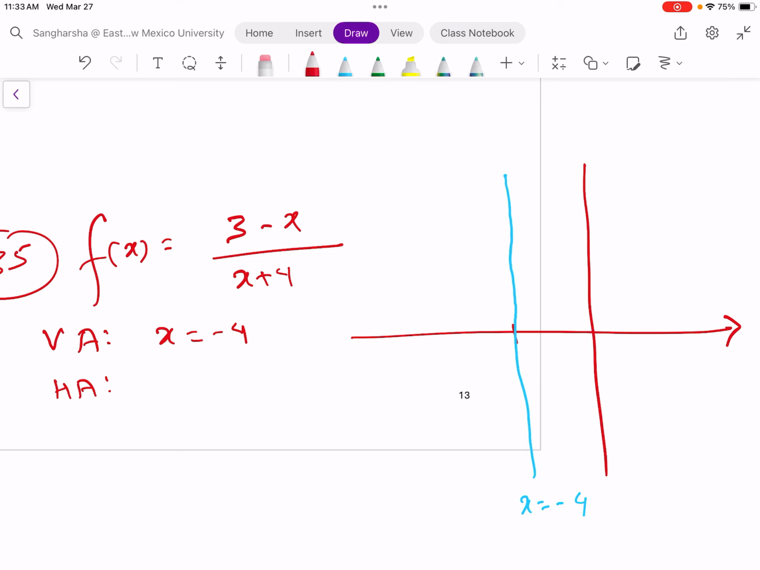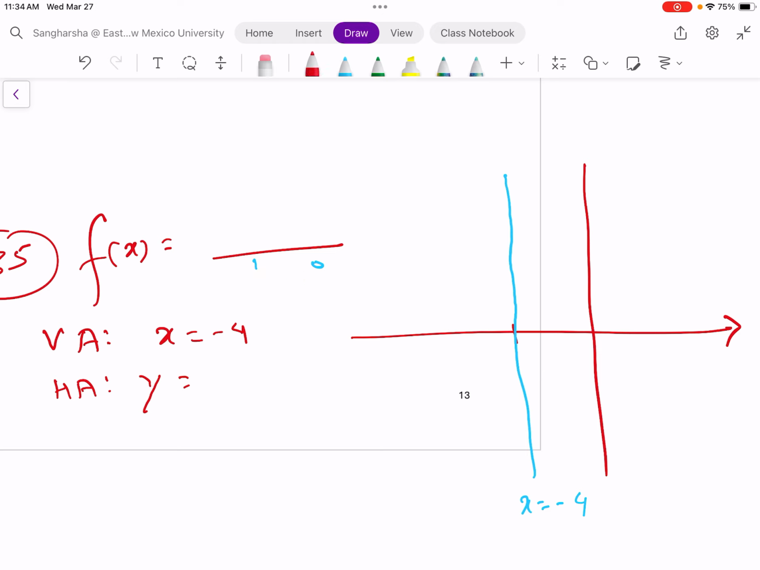Now let's find the horizontal asymptote. For the horizontal asymptote, we find the degree. What is the degree of the numerator? Let's go one by one. The degree of 3 is 0. The degree of x is 1. What is the highest degree? 1. So 1 is the degree of the numerator. Similarly, what is the degree of the denominator? The degree of x is 1, the degree of 4 is 0, so the highest degree is 1. So we have the case where the numerator degree equals the denominator degree. If this is the case, our horizontal asymptote is y equals... what is the horizontal asymptote here?